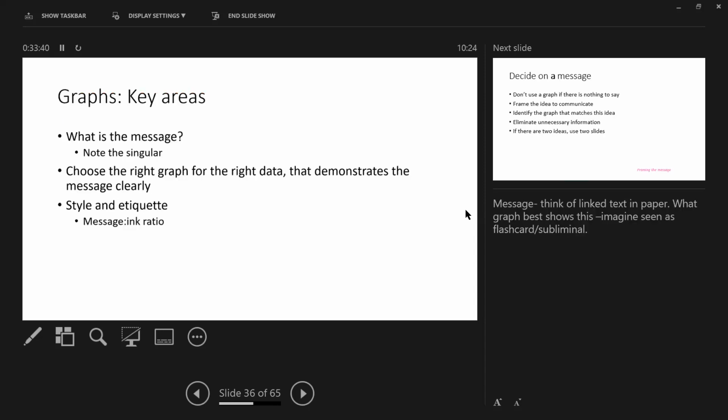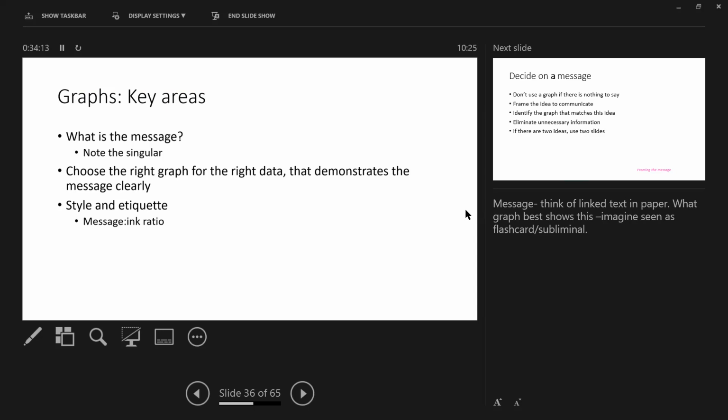Graphs. Again, similar exercise, because a lot of graphs are not optimal. Again, think about what your message is. And really a graph should have one message. If you want to say a lot of different things, you probably need more than one graph. Choose the right graph for the right data. You can do histograms, you can do trends, you can do pie charts, you can do all kinds of things. And we'll talk about when to choose what.